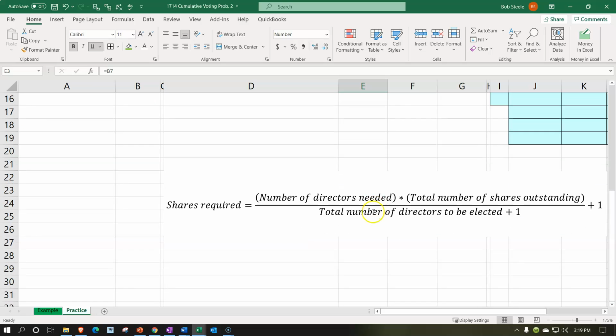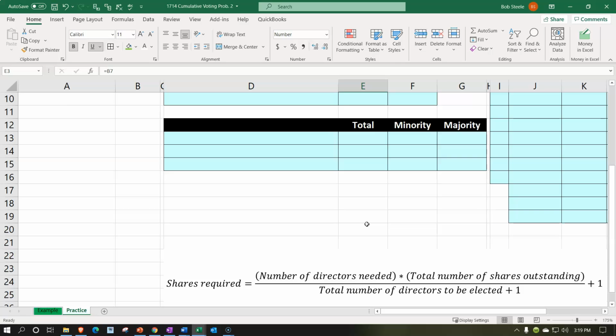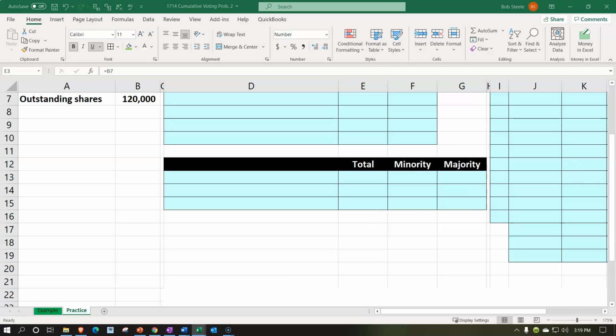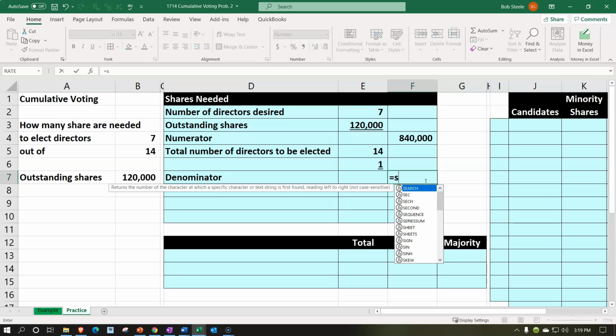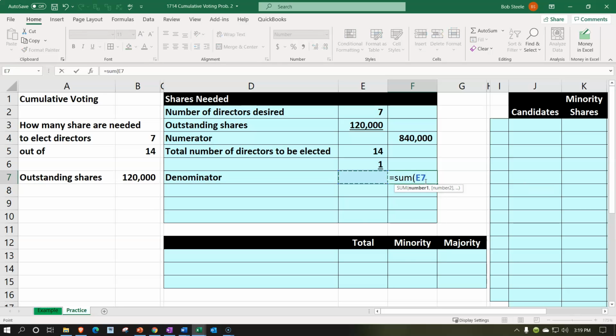But then we want the denominator, the total number of directors to be elected plus 1. The total number of directors that we're going to be electing on the denominator side is going to be 14, and then we're just going to add 1 to it. That's going to give us the denominator. Denominator, underline, font group, underline. So that's going to add up to the sum of 15 on the denominator.